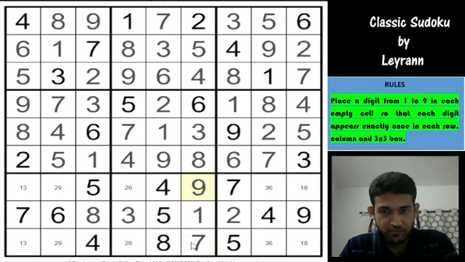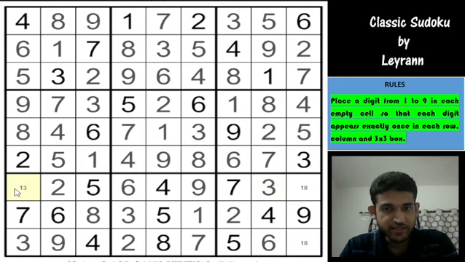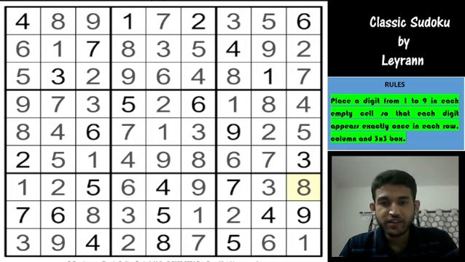And which means we can breeze through the last few digits. So this is a 9. That is a 2. That is a 6. That is a 3. That is a 1. And that's 8. With that, we have completed this very hard classic Sudoku by Sridharan.